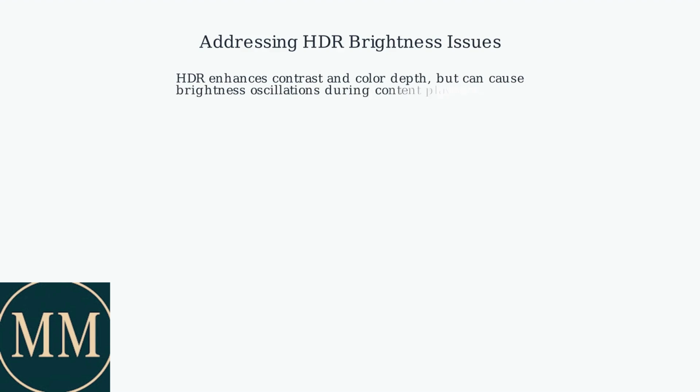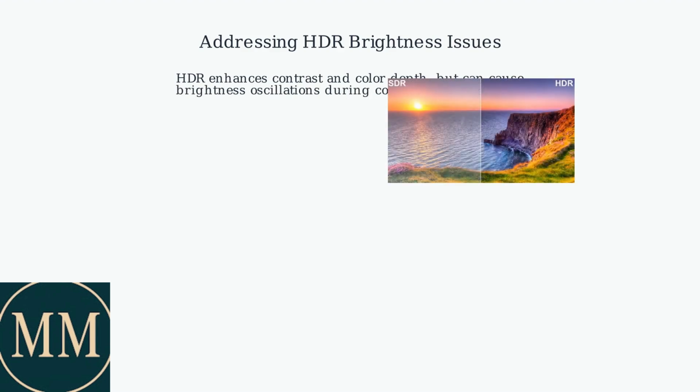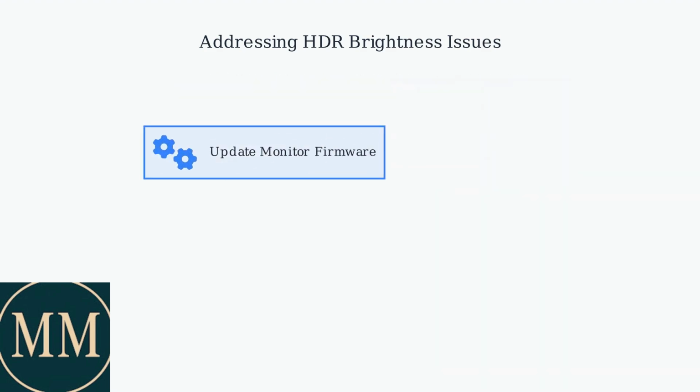HDR, or high dynamic range, dramatically improves contrast and color depth in images and videos. However, it can sometimes cause brightness oscillations, where the screen dims or brightens unexpectedly during playback. To fix HDR brightness issues, first ensure your monitor's firmware is up to date. Manufacturers like LG release updates that address tone mapping and brightness control problems.